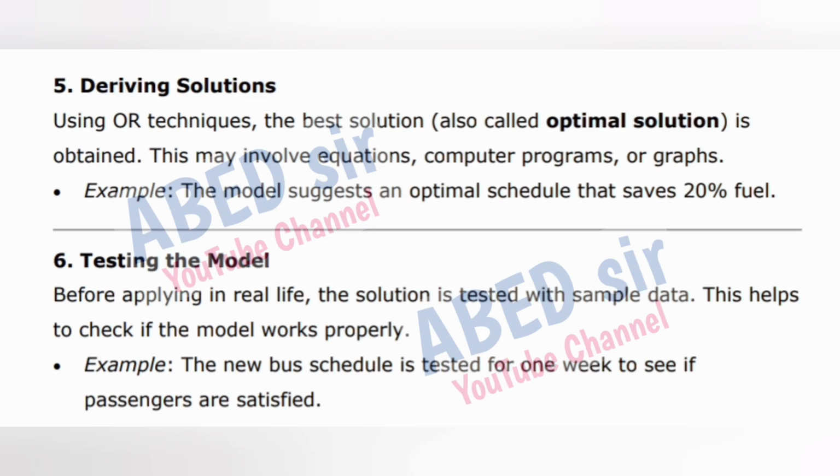6. Testing the model. Before applying in real life, the solution is tested with sample data. This helps to check if the model works properly. Example, the new bus schedule is tested for 1 week to see if passengers are satisfied.